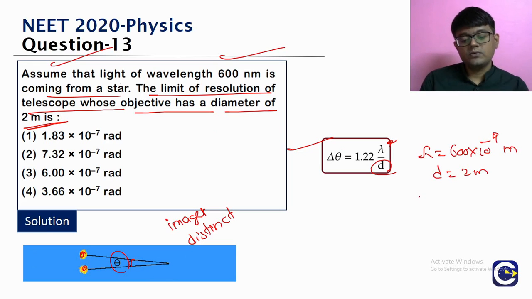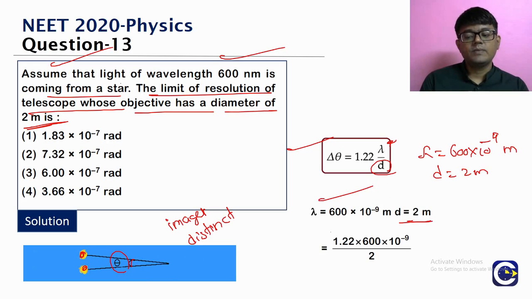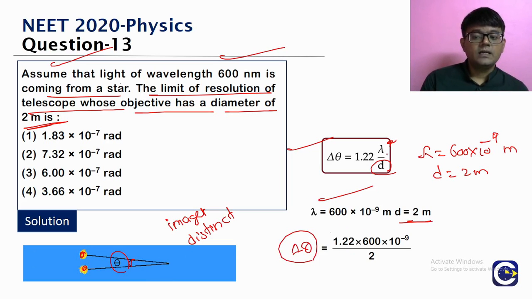So all that we are going to do is just substitute in the formula. Lambda is 600 into 10 power minus 9 meter, d is 2 meter. So what are we finding? Delta theta, the limit of resolution in terms of angle. Since we are taking the values in the respective SI quantities, delta theta will always come in what units? Radians. Okay, so delta theta will be equal to 1.22 into 600 into 10 power minus 9 divided by 2.